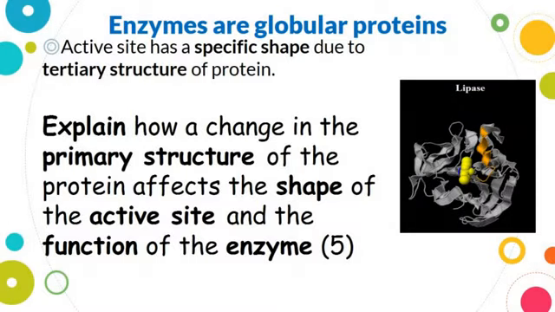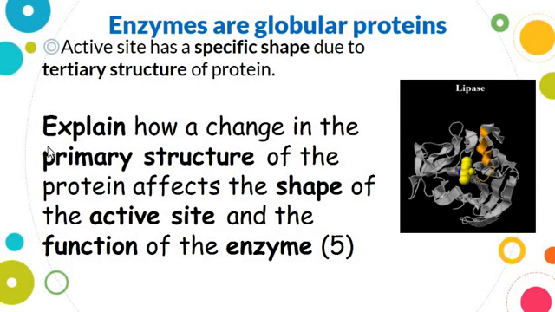Let's bring together a few lessons that we've done. So, based on what we've done so far and what we know about globular proteins from our last lesson, I would like you to take 5 minutes to explain how a change in the primary structure of a protein affects the shape of the active site and the function of an enzyme. So think of 5 different points. If you're confident, pause and go on ahead. Keep on listening if you would like some help.